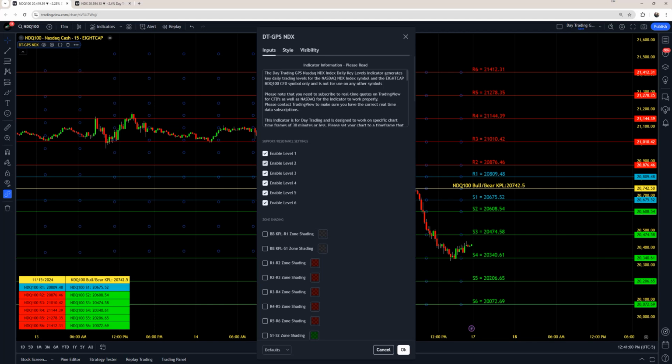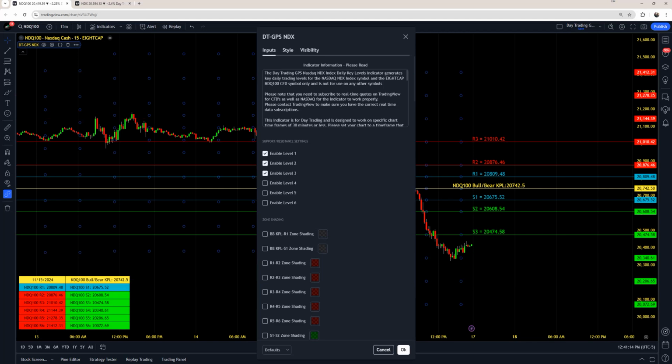If you prefer not to have all 6 levels, then you can, of course, uncheck these and just have whichever levels you want by themselves. So, for example, if you just wanted the first 3 levels, you'd simply uncheck the others and you would only have 3 levels plus the bull bear key price level.